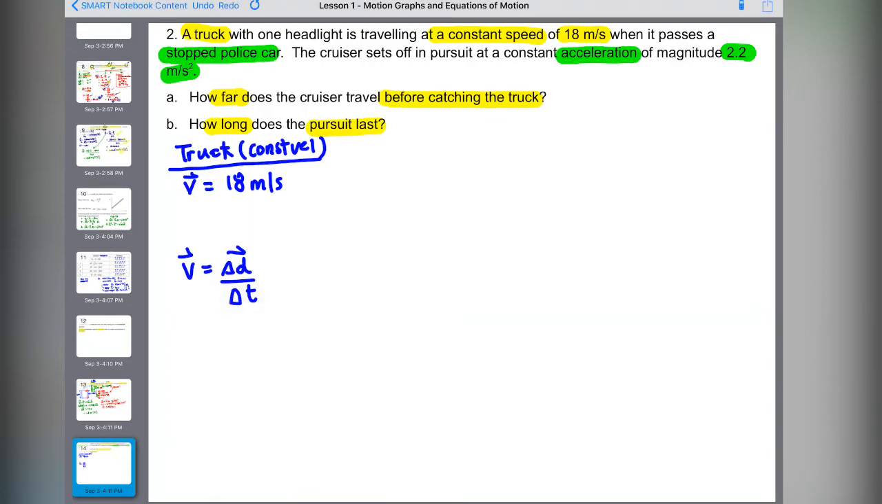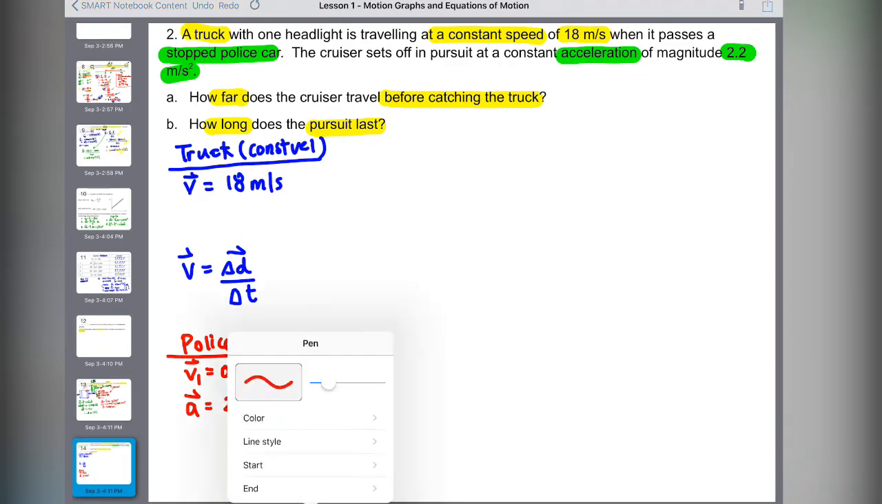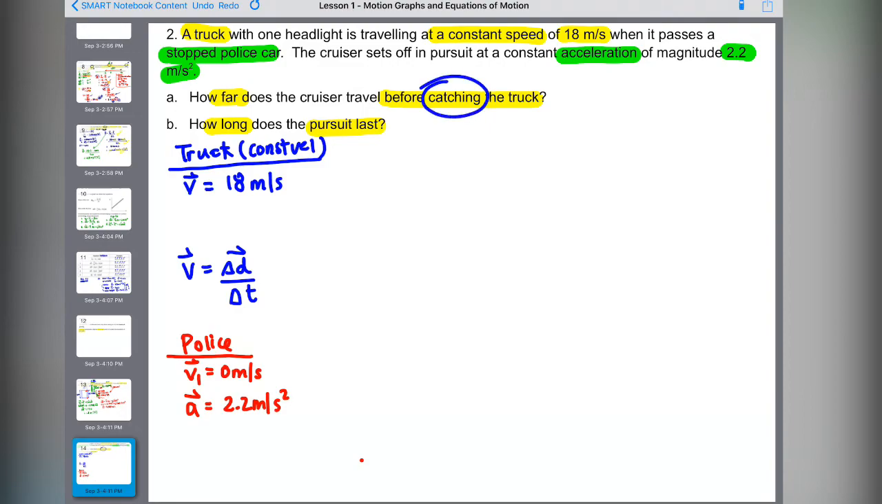So let's take a look at the truck, I mean the police car. The police car would be stopped at first, so the initial velocity is 0. And then it tells me that it is accelerating at 2.2 meters per second squared. And it's asking me, when are they going to be caught up? So these types of question, I like to call it the chase question. Some people call it the catch-up question.